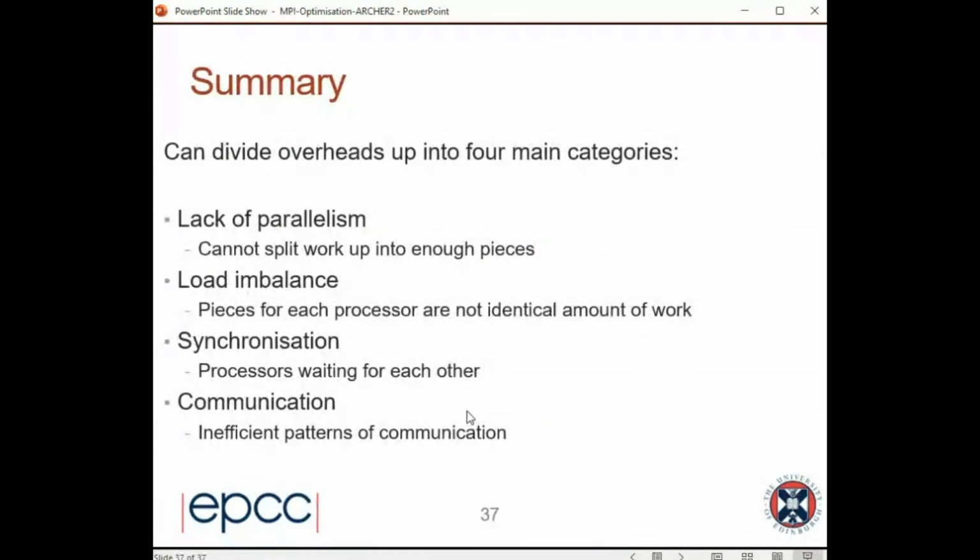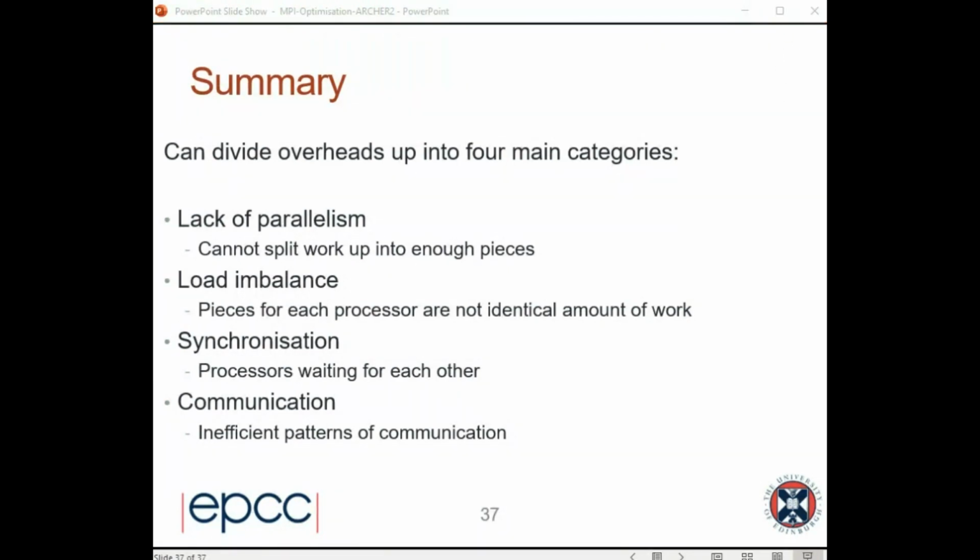And to summarize, lack of parallelism requires you to redesign your algorithm. Load imbalance can be difficult to fix, but relatively easy to spot. Synchronization is processes waiting for each other. In that case, use non-blocking communications if you can. And for inefficient patterns of communication, try and use collectives where you can.